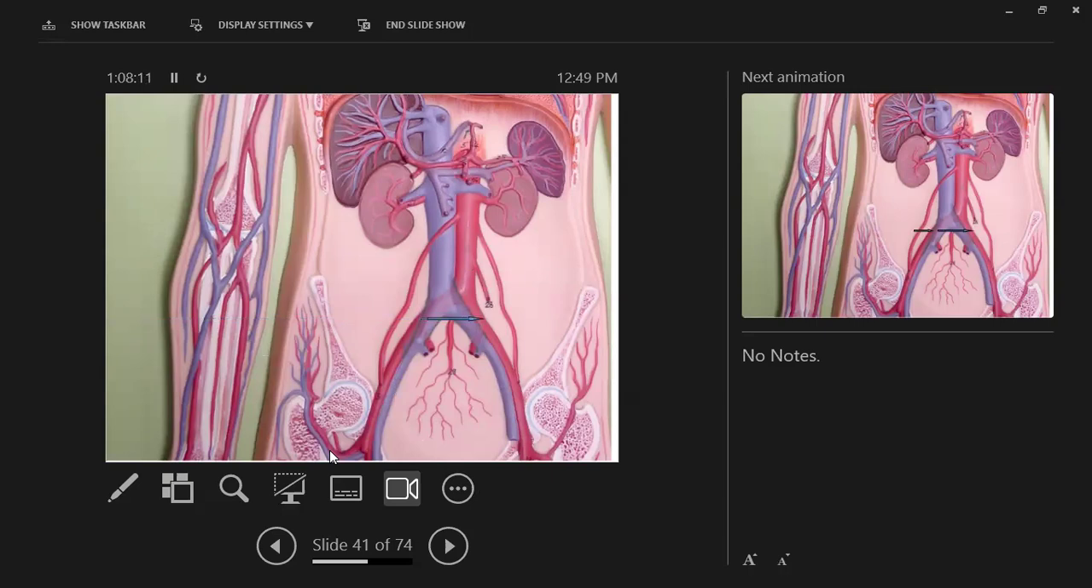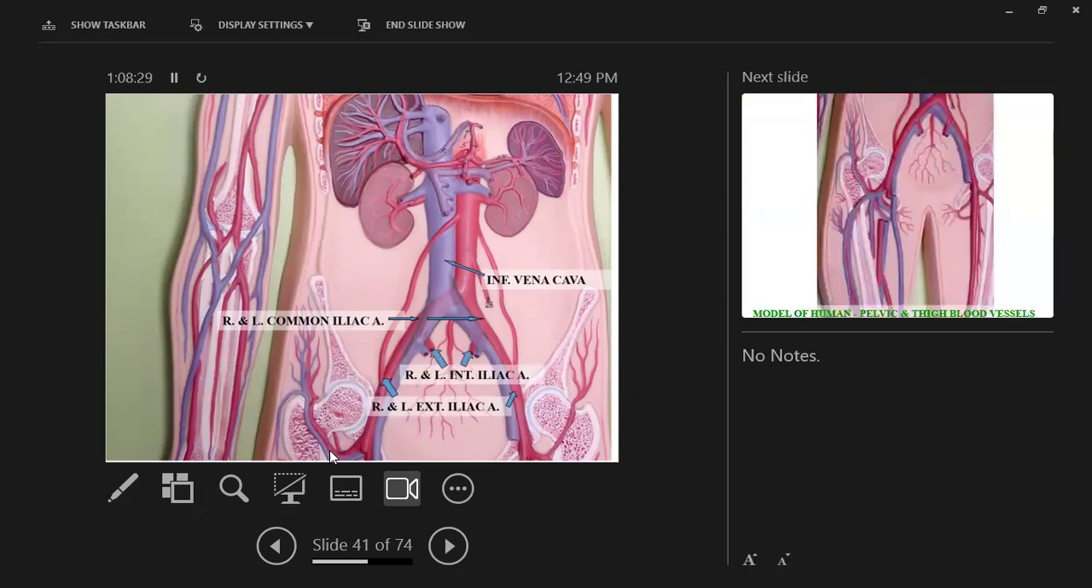Here we see them. Right and left common iliacs, inferior vena cava. There are the external iliac arteries. And the red ones, the small ones inside there, are the internal iliac arteries. Same name as the veins, the iliacs.